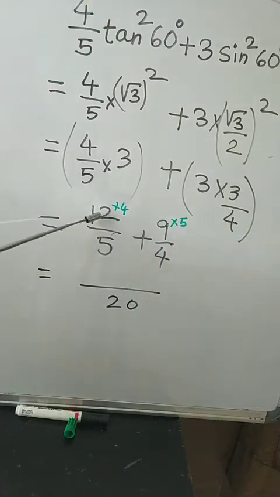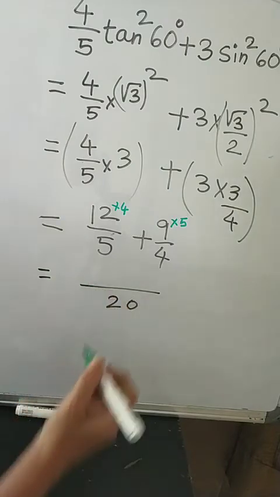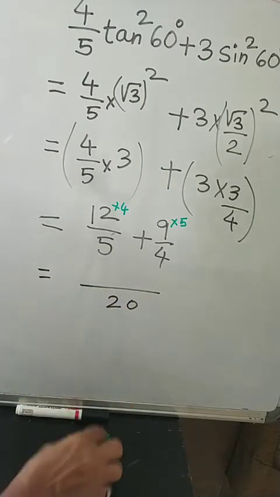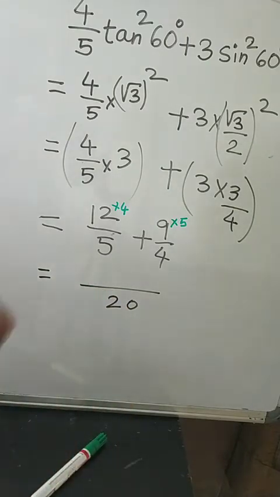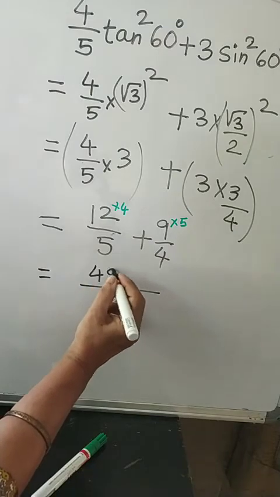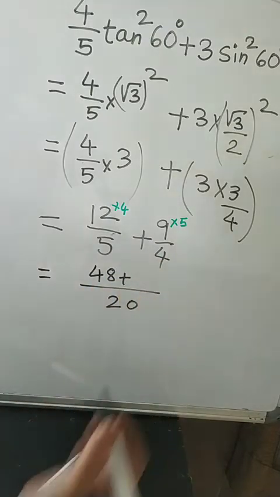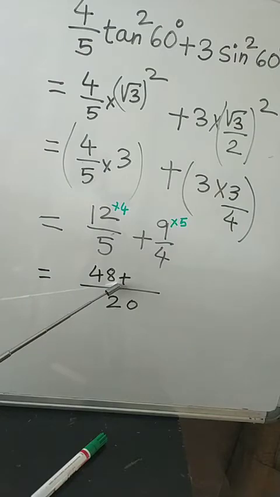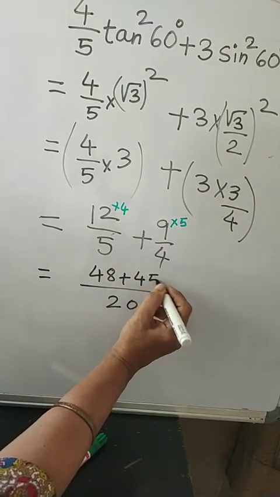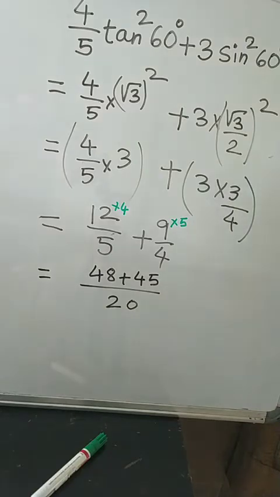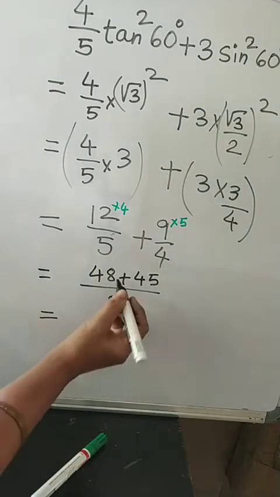And so what do we get? 12 4s are 48, plus, the operation of addition comes now in the numerator, 9 5s are 45. Okay. Now all we have to do is add this.